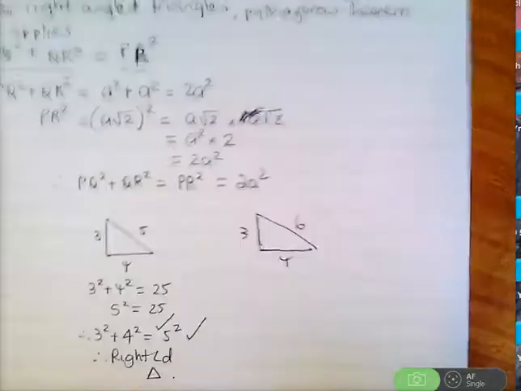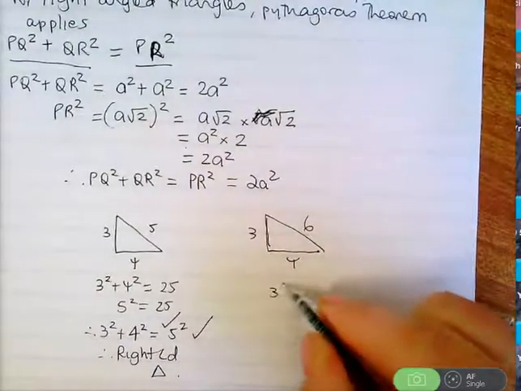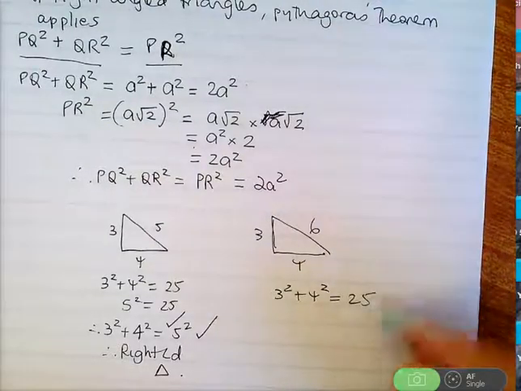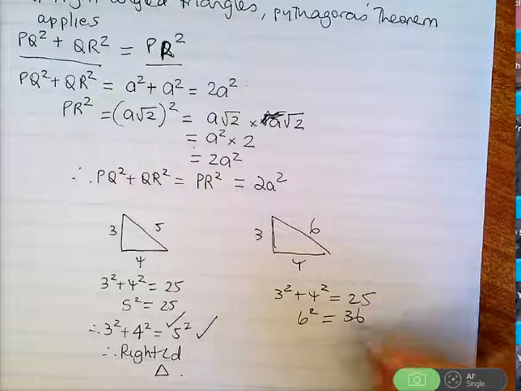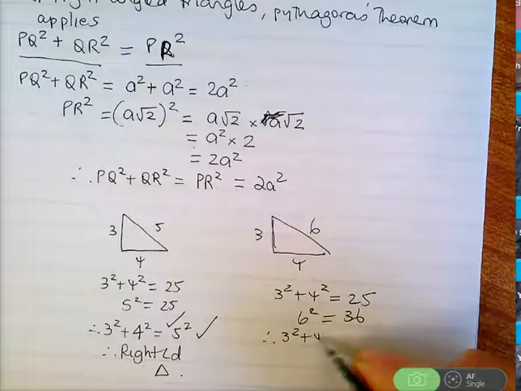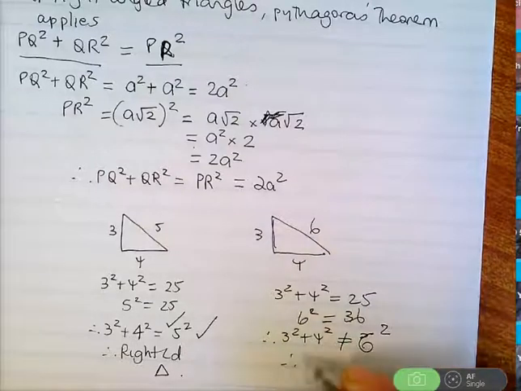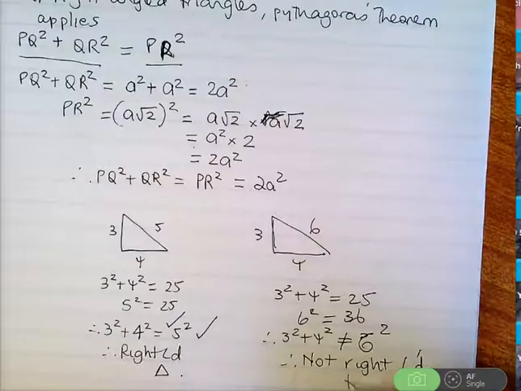Now this triangle here is not. 3, 4, 6 is not a triad. Let me try. What's the two shorter sides squared? 25. What's 6 squared? So therefore 3 squared plus 4 squared does not equal 6 squared. So therefore it's not a right-angled triangle.